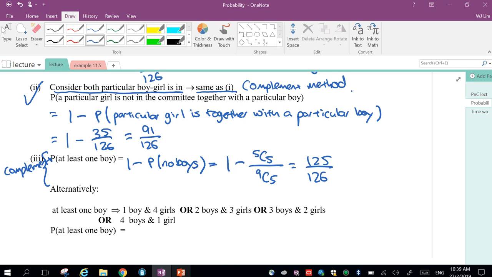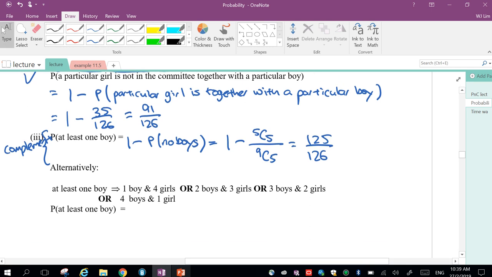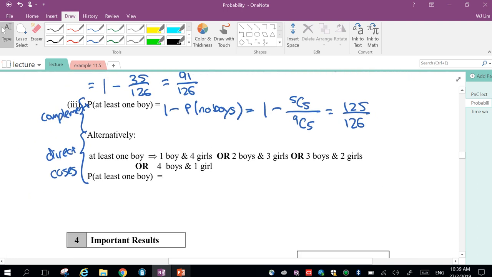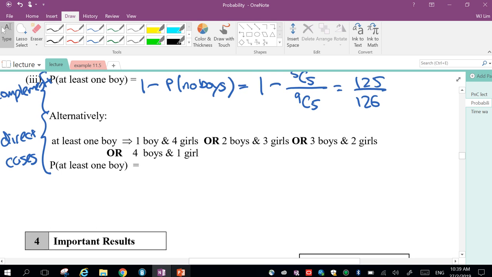Okay. Alternatively, here is the direct way, where there are cases, which is tedious. Why is it tedious? Because if you want to choose at least one boy, you need to consider cases.